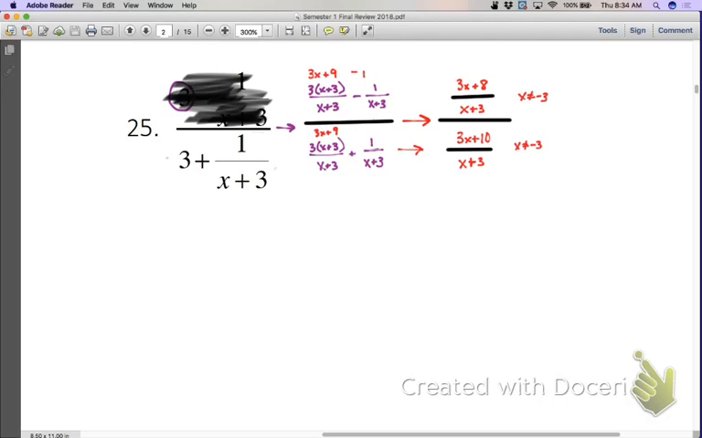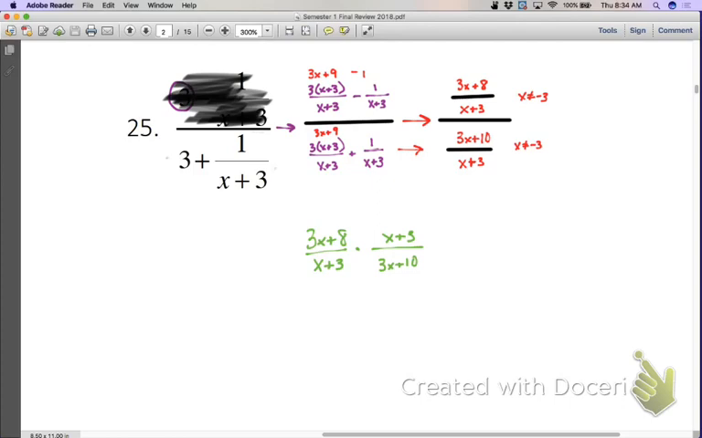Now, from here, it's completely up to you how you do it. You can either leave it stacked, or you can turn it into a multiplication problem. I would say for the most part, the majority of you would probably rather, from working with you for the past semester, take the 3x plus 8 over x plus 3 and then multiply it with x plus 3 over 3x plus 10.